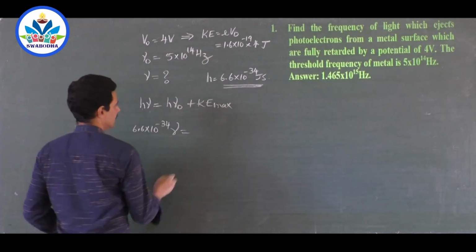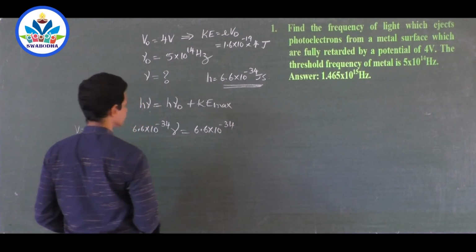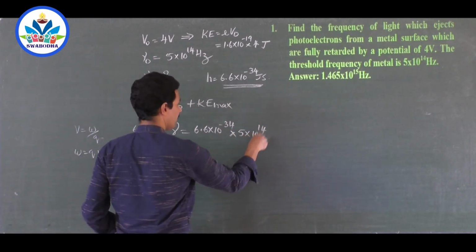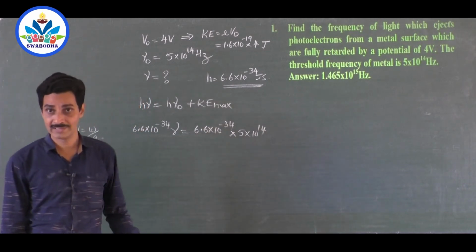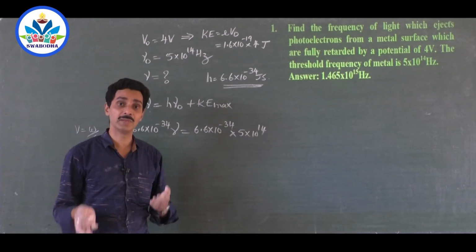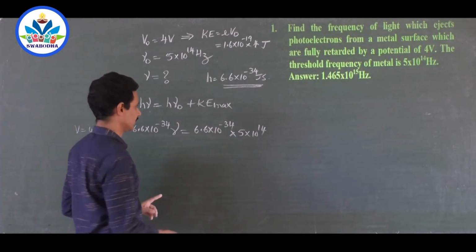Is equal to 6.6 into 10 to the power minus 34. Nu naught is 5 into 10 to the power 14. Remember, our answer nu should be greater than this. Do you know why it is so? Because any frequency that removes electrons should be greater than the threshold frequency. So nu should be greater than 5 into 10 to the power 14.